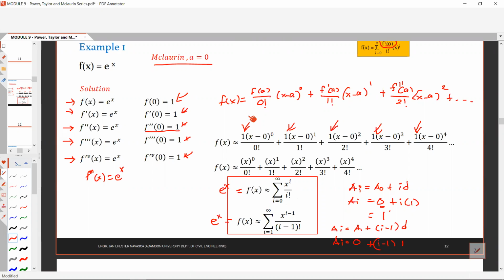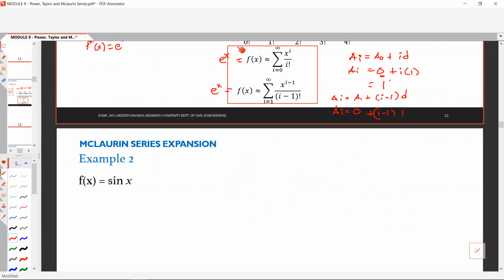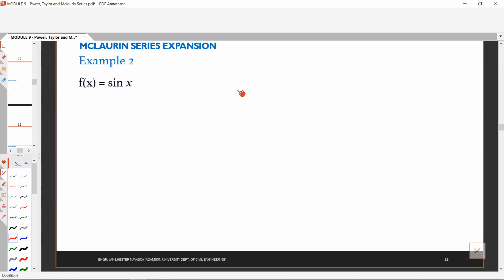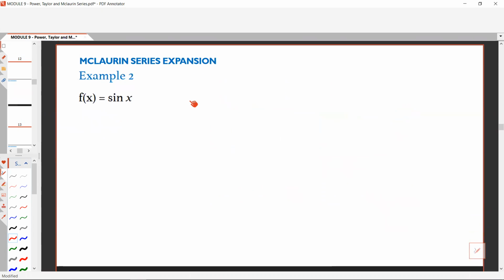Okay, the next problem is to find the Maclaurin series expansion of f of x equals sine x. Before we start, sine x is an infinite function because when you take any derivative, it just repeats and never becomes zero, unlike a polynomial where the powers go down. So that is sine x.